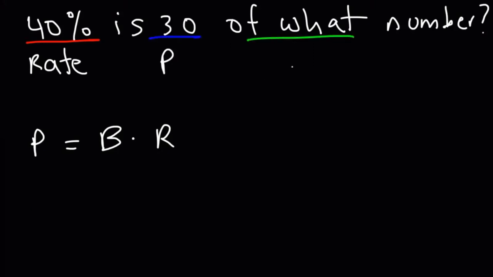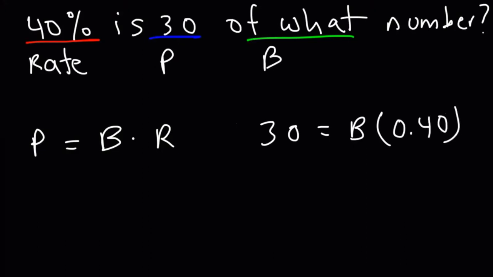And then of what number, that's what we're looking for. So in this problem, we're looking for the base, B. So that's what we need to calculate in the equation. Now let's plug in what we know. P is 30. We don't know the value of the base. And we know R, the rate, is 40%. So 40 divided by 100 is 0.40. So now we need to do a little math here. How can we calculate B, the base?